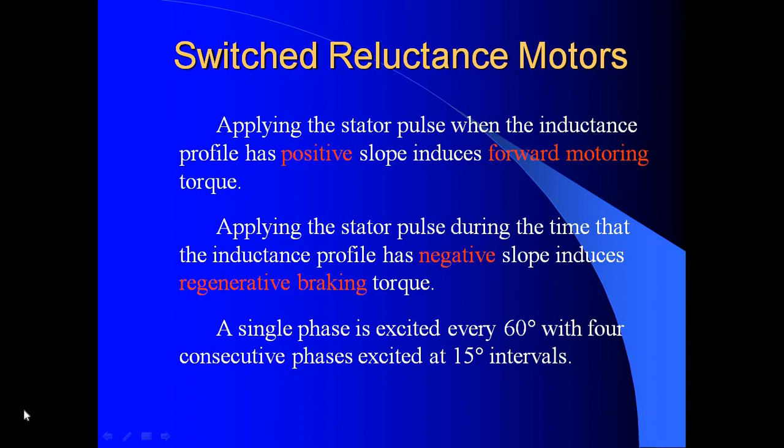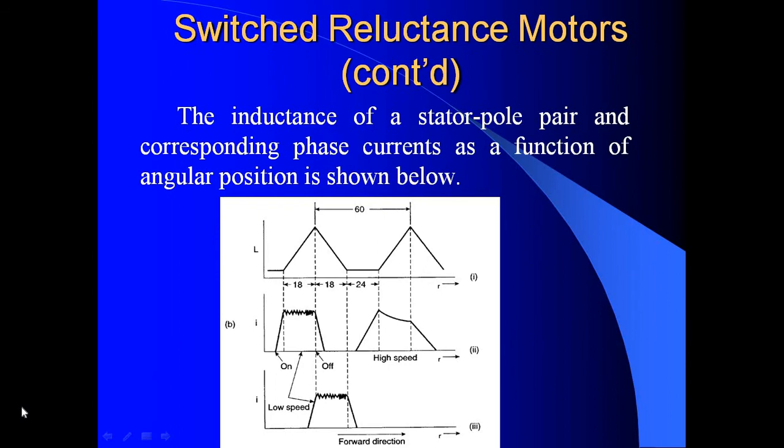A single phase is excited every 60 degrees, with four consecutive phases excited at 15-degree intervals. The inductance of the stator pole pair and the corresponding phase current as a function of angular position are shown in the figure.